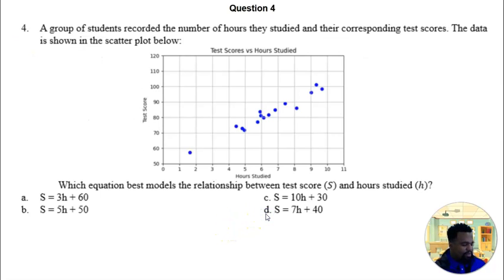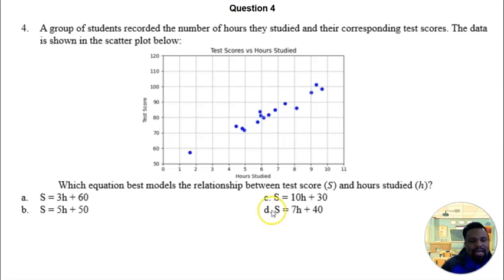All right, let's look at number 4. It says a group of students recorded the number of hours they studied and their corresponding test scores. The data is shown below. Which equation best represents this relationship? What you want to do here, first of all, this is in slope-intercept form. The only difference is your x and your y are different variables. So instead of x, I got h. Instead of y, I got s.